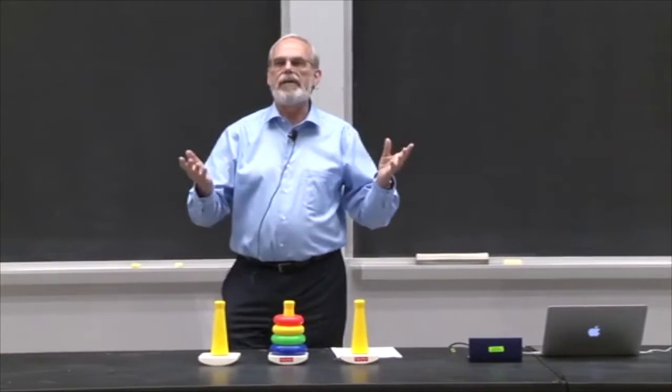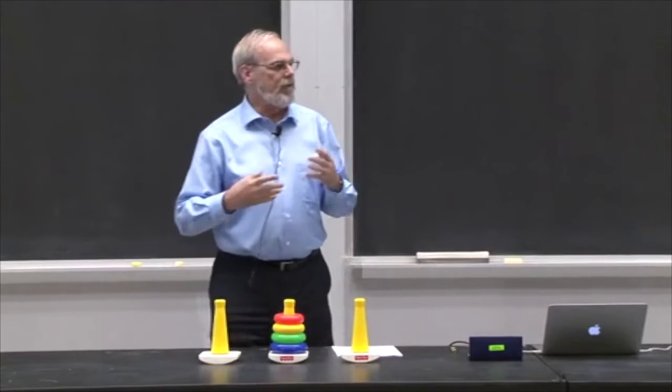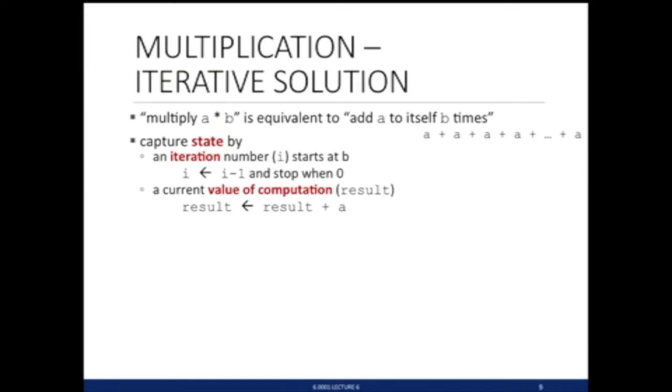Suppose I want to do integer multiplication, multiply two integers together, and all I have available to me is addition. So a times b is the same as adding a to itself b times. If I'm thinking about this iteratively, I could capture this computation with two state variables. One would just call the iteration number, and it would be something, for example, that starts at b, and each time through the loop reduces by 1, and it will keep doing that until I've counted down b times, and I get down to 0.